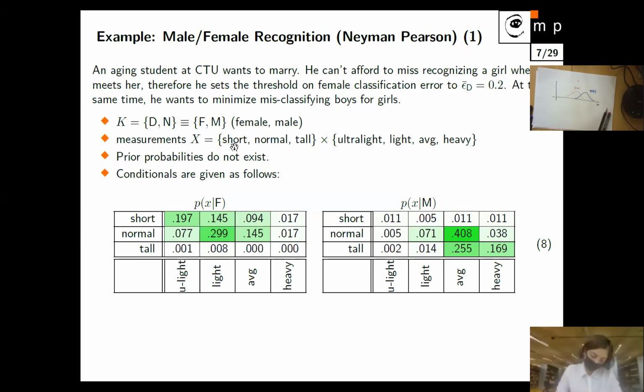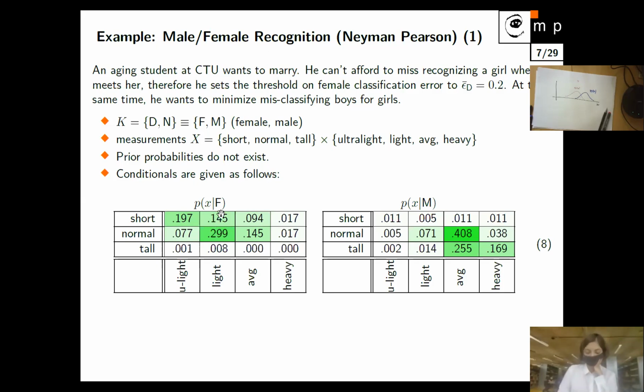Two measurements will be available. And so the space of observation is the Cartesian product of short, normal, tall, which is height, and ultralight, light, average, heavy for weight. We do not know the prior probabilities. The guy might be doing it once at the underground station, once at, I don't know, a school for nurses, once at FEL, where we have only something like 13% of ladies. And the conditions are given as follows.